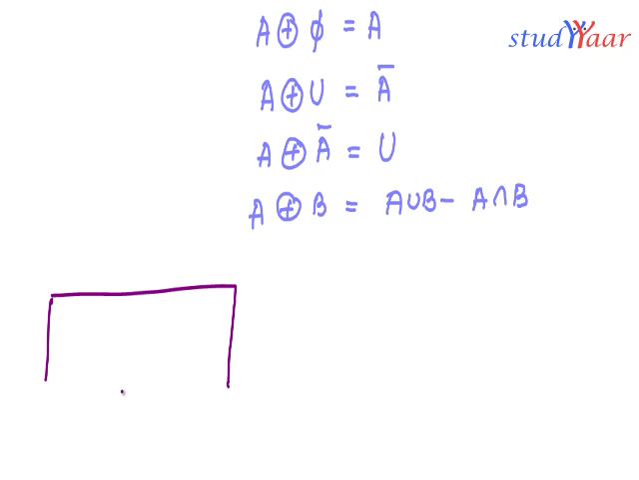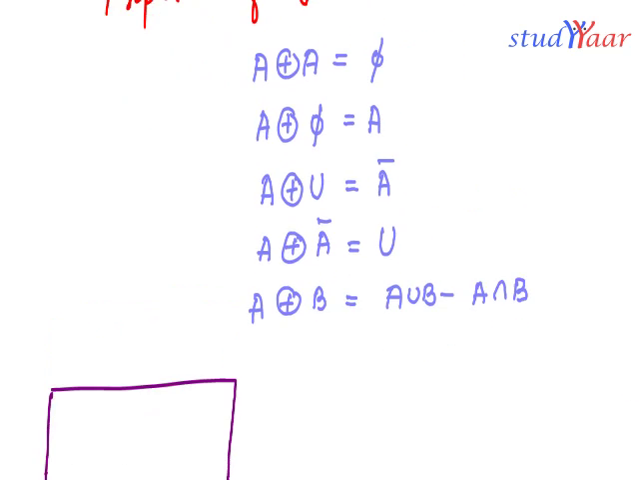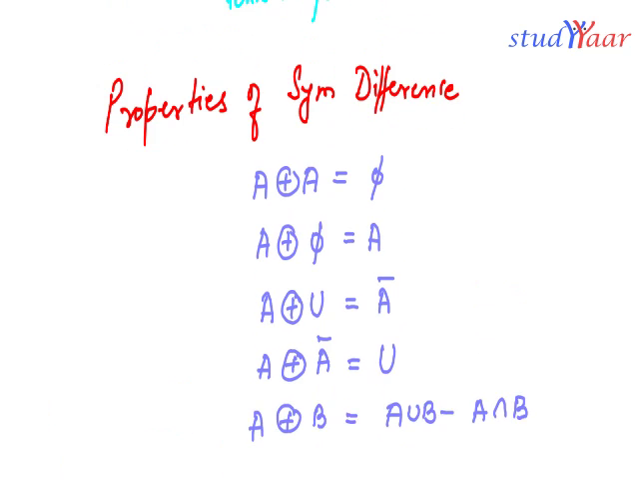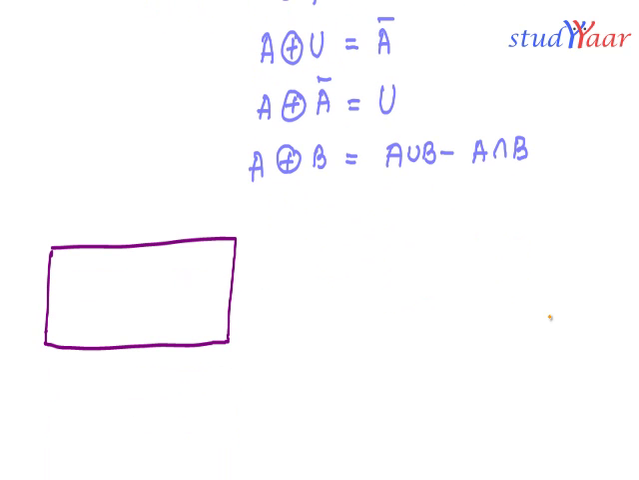This is my Venn diagram. Also, others, you can either prove it in a very trivial fashion by the definition of symmetric difference, or you can use a Venn diagram to prove these properties. So we are trying to prove this right now.